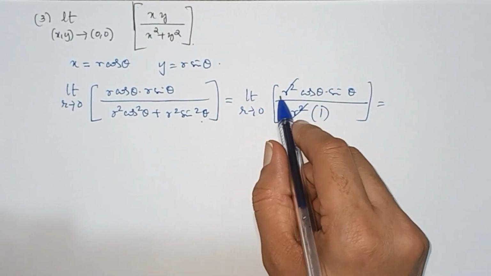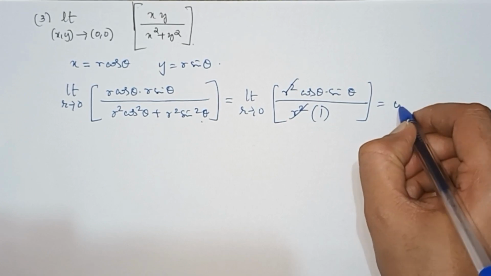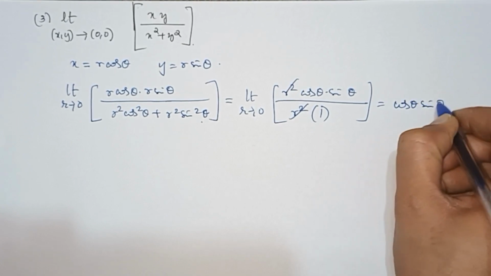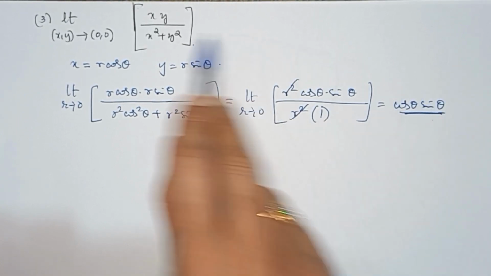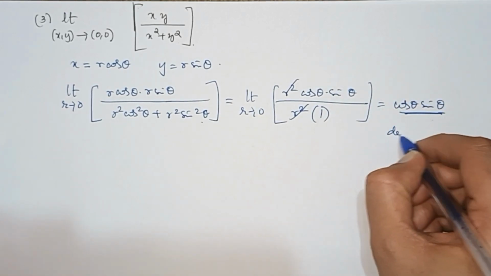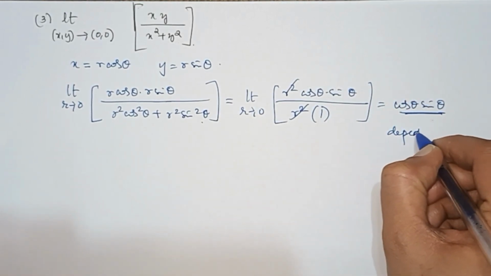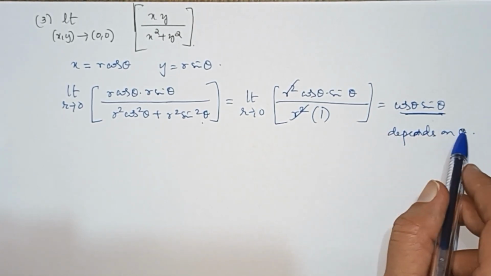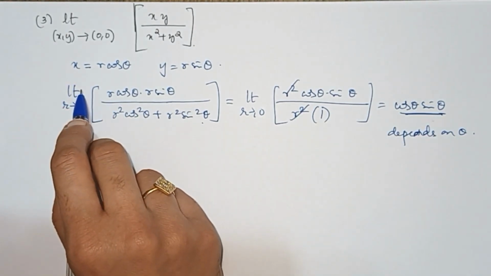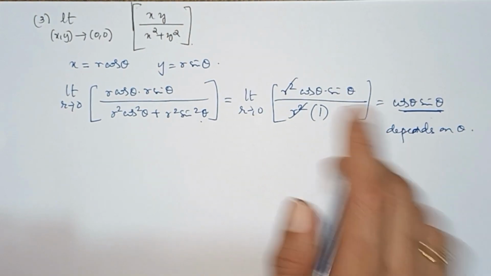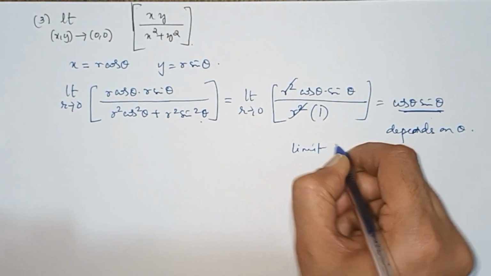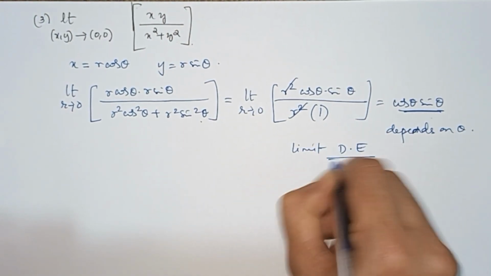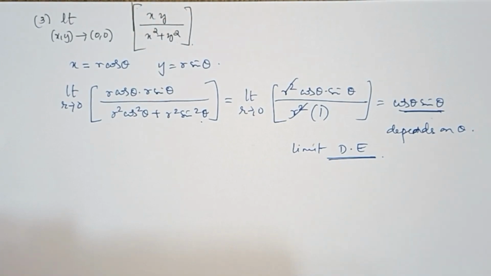So even if you apply r tends to 0, you will get the value of the limit as cos theta into sin theta. Therefore, this limit depends on theta. Therefore, when theta changes, the value of the limit changes. Hence, the limit does not exist. Limit of the given function does not exist. This is how we find the limit of functions of two variables.